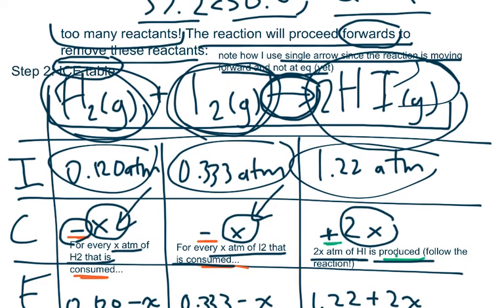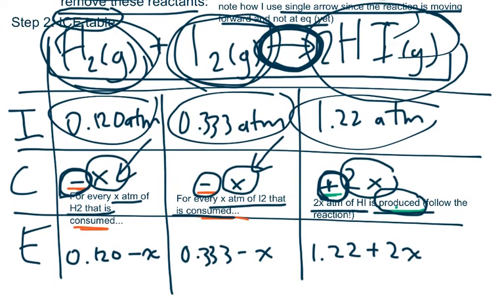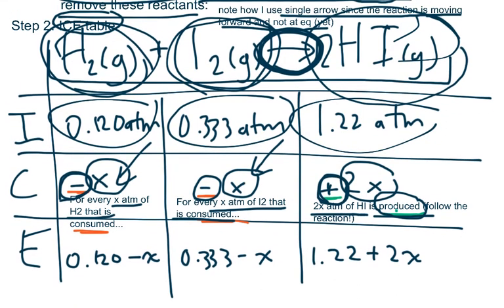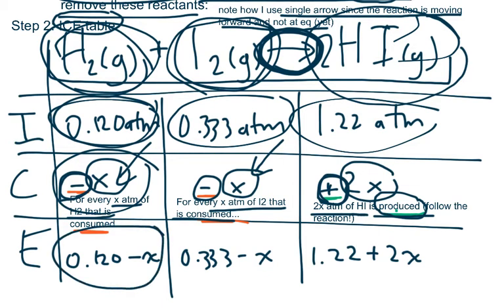Well, if it's being consumed in the reaction, since this is a forward reaction where the reactants are leaving and the products are being produced, then this means that you have to use a negative sign for the reactants and a positive sign for the product since it is being produced. So the change in concentration or pressure will be positive because it is increasing since this reaction is a forward reaction. Now, E is the equilibrium partial pressures, and all you do is you take the initial and you add the change to get the equilibrium pressures.